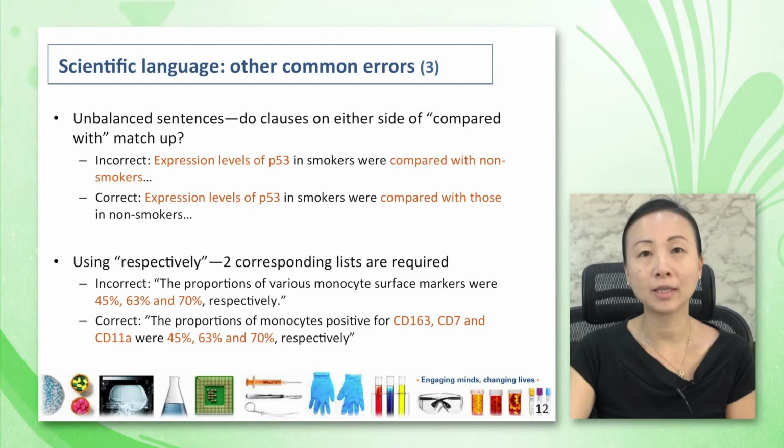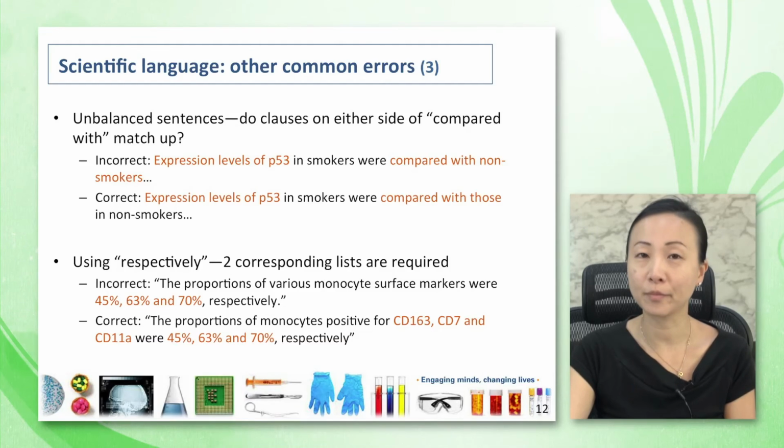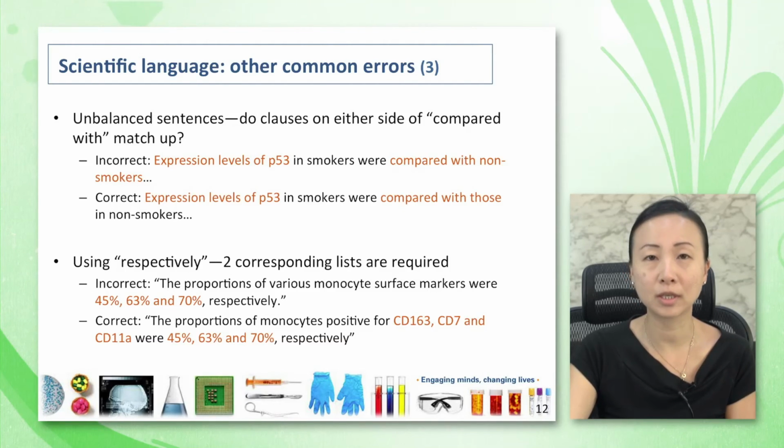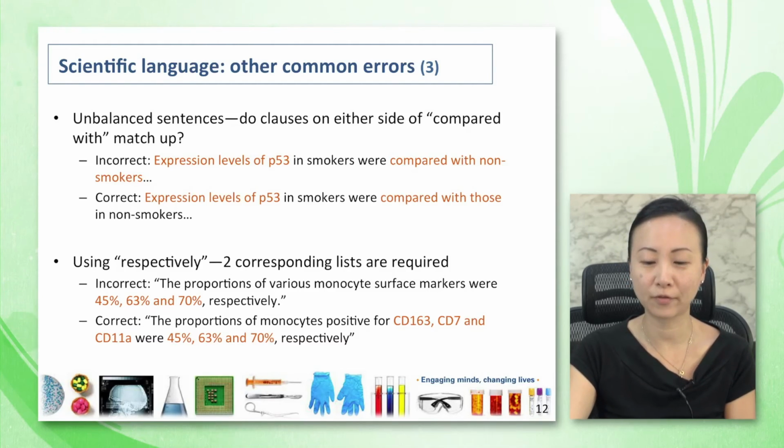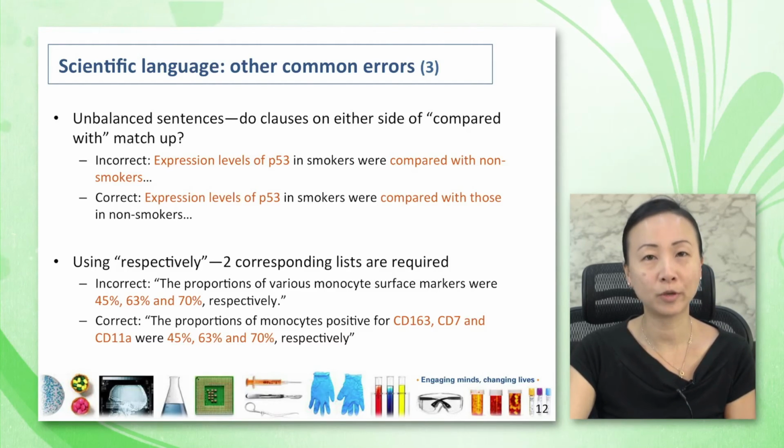Watch out for unbalanced sentences. Do the clauses on either side of "compared with" match up? In this sentence, "expression levels of p53 in smokers were compared with non-smokers," the expression levels of P53 are being compared with non-smokers, which doesn't make sense. I assume that the author is comparing P53 expression levels in two different types of people, smokers and non-smokers. So it should be written as "expression levels of P53 in smokers were compared with those in non-smokers."